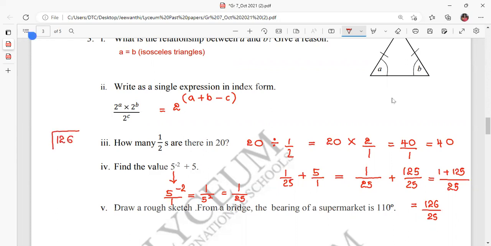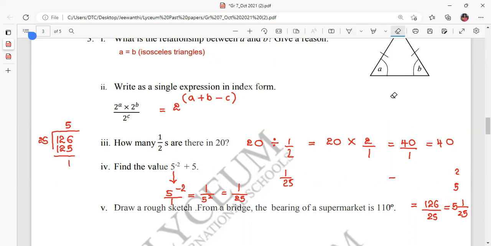126 divided by 25. So then you can write 5, 1 over 25. But without coming all this way, you can easily do this. Without doing all these steps, children, we can do it in 2 steps.